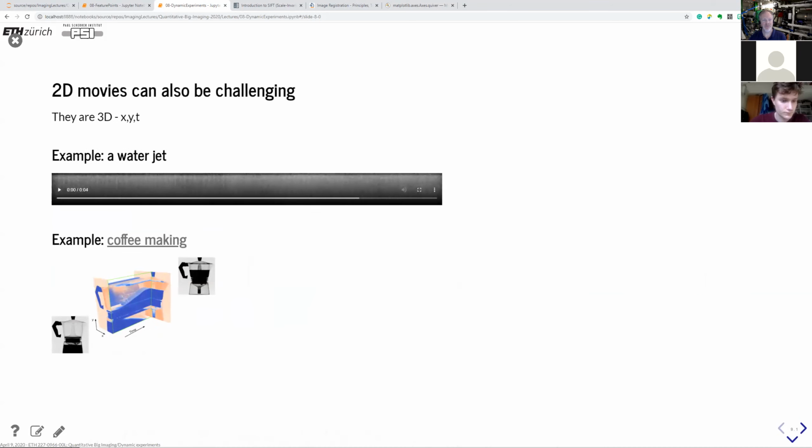But also, as you can imagine, already in 2D, we have some problems when you go out in time. So actually a movie can also be observed as a three-dimensional image. So we have this example. You see the movie of a water jet with some bubbles in it or some particles that are flowing through.